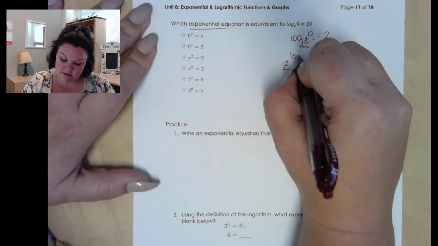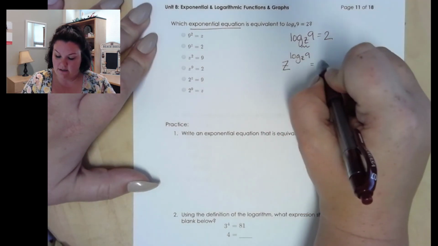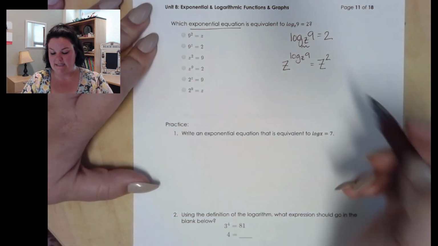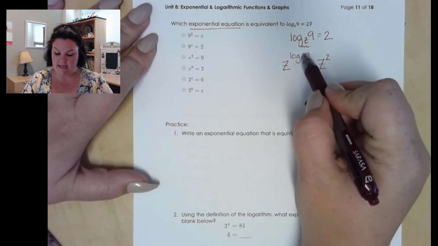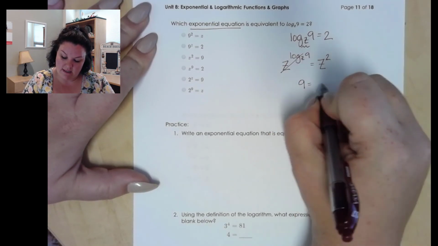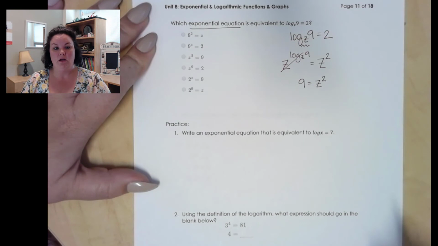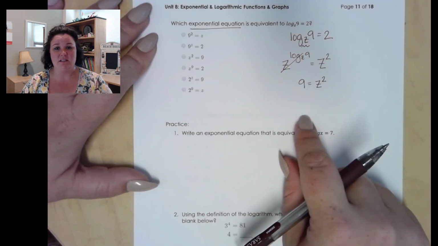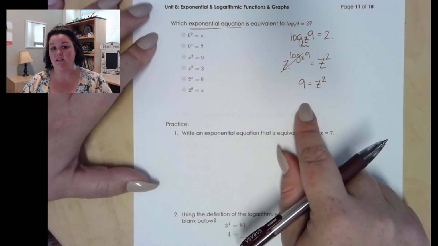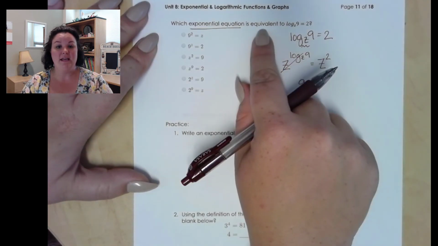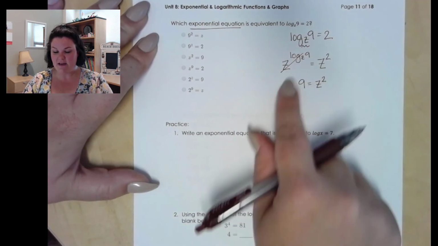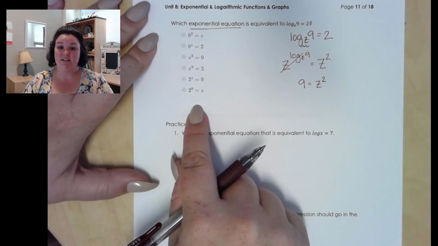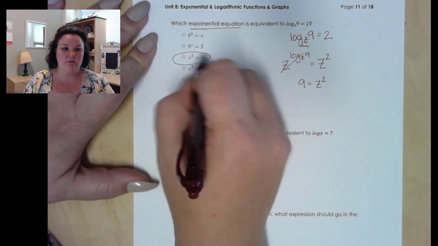So z raised to the log base z of 9 is equal to z raised to the 2nd power. Okay, so my z raised to the log base z cancels, and I end up with 9 is equal to z squared. Notice I'm not solving this because I could solve this, right? Take the square root and get plus or minus 3, but I don't want to do that because I'm not solving. I'm just writing an equivalent equation. So now that I have my equivalent equation, I just see which of the choices here match it, which should be this 3rd one, right?